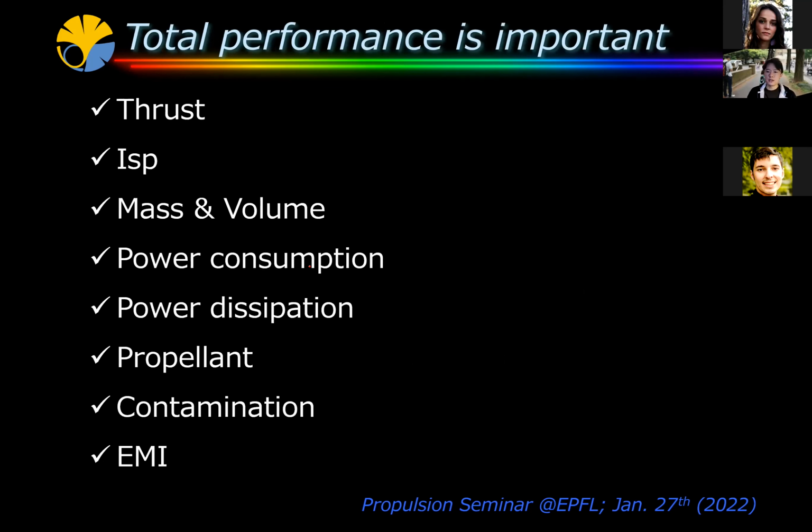Okay, so these are the indexes I explained here. When you select a propulsion system, you have to care about the total performance, not only thruster performance. You have to consider the total effect.